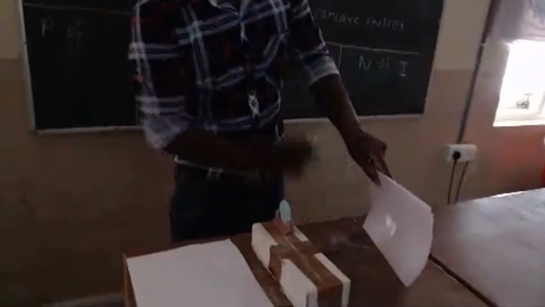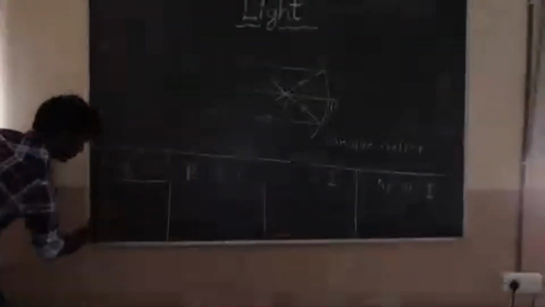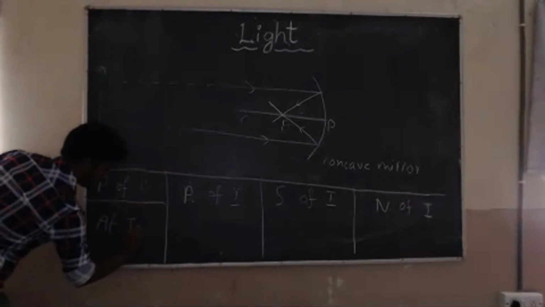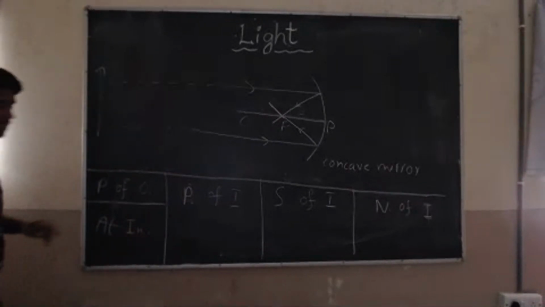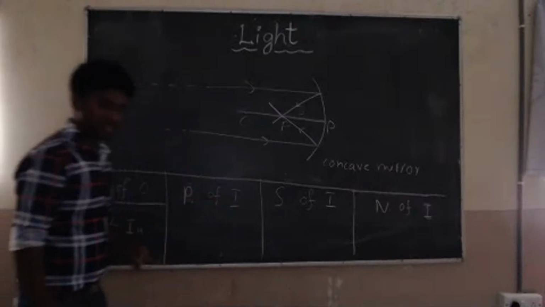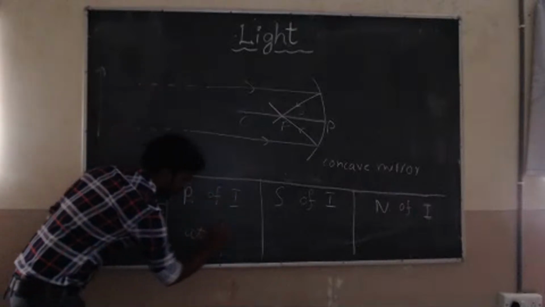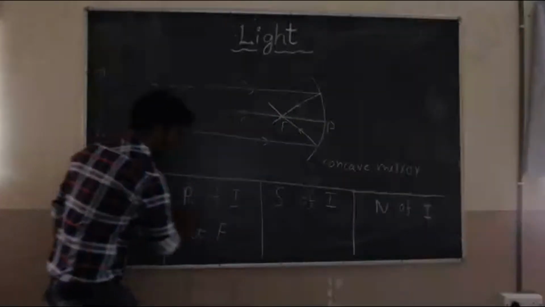Okay, see now I have kept that object at infinite distance. I am getting the image of that object at F here. Okay, so here the position of the object is at infinite distance. Then the position of the image is at F, that is the principal focus.